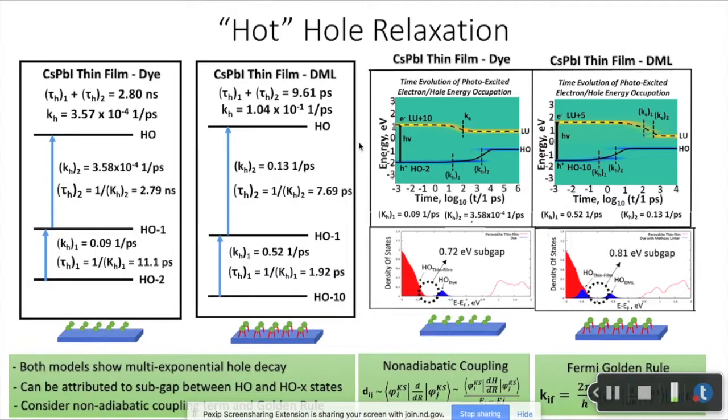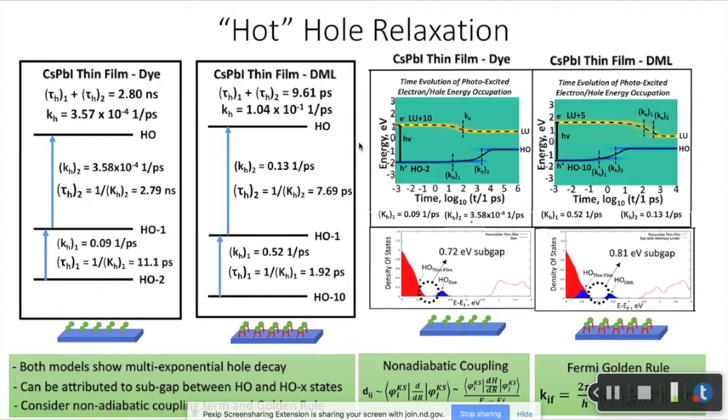So on this slide, we characterize the hot hole relaxation for the most probable excitations for both systems. For the perovskite dye model, that's from HOMO minus 2 to LUMO plus 10, and for the perovskite DML system, it's from HOMO minus 10 to LUMO plus 5. And below both of those shows the corresponding density of states for each system. Then the figure on the left shows what you'd think of as a more conventional way to express the rates and lifetimes for each transition.